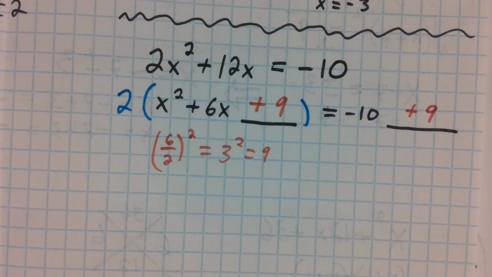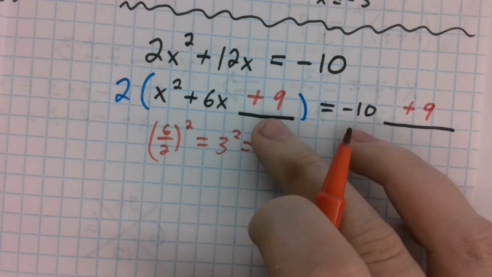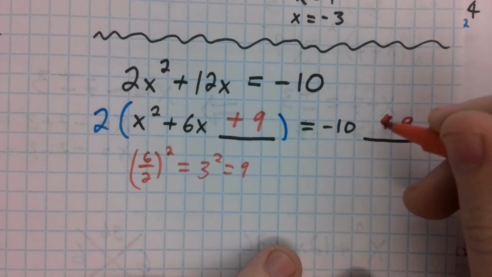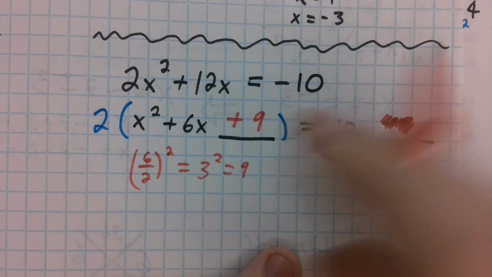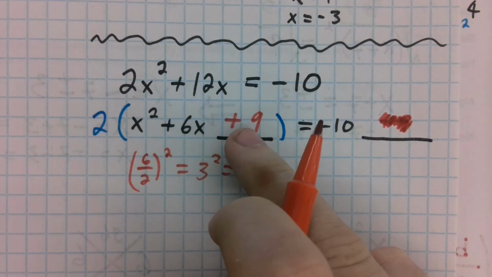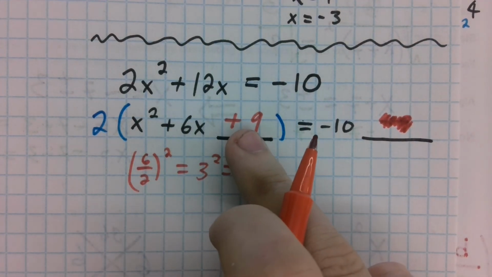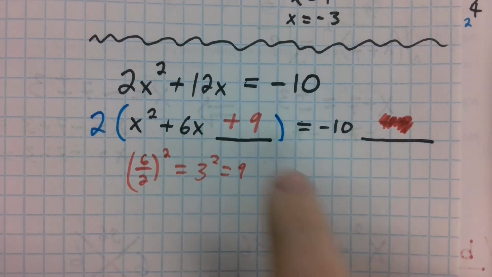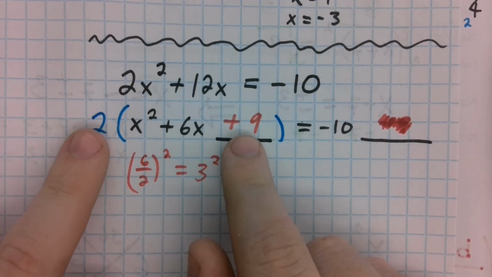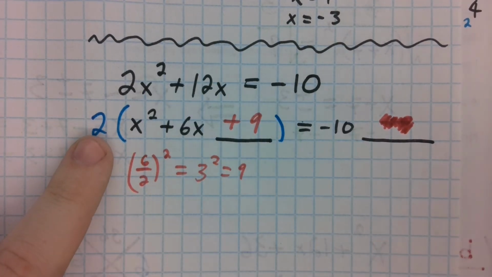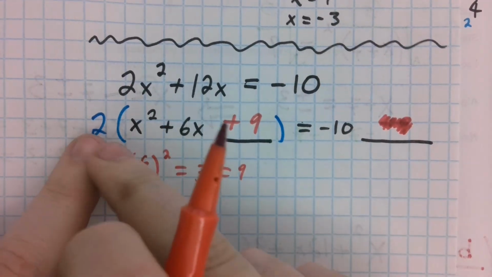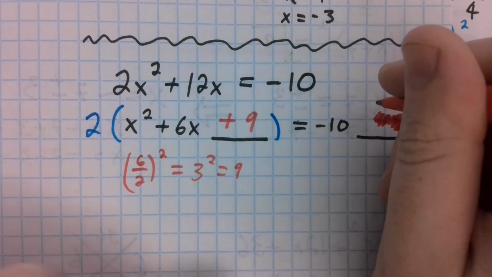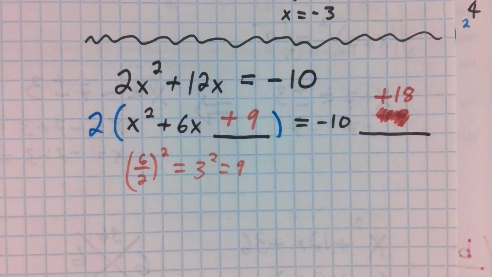Here's the problem. We added 9 here, but would it really make sense to add 9 here? If we remember that we factored out this 2, we're adding 9 into the parentheses. But that's not what we're adding to this whole side in general. We're adding whatever 2 times 9 is, right? If you factor out a 2 at the start, you're going to multiply whatever you add by 2. We're actually going to add 18 to the other side.